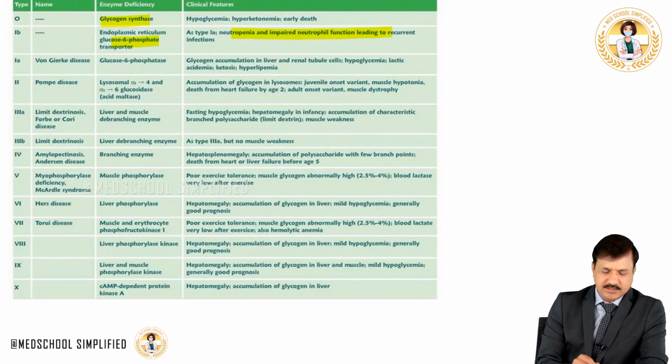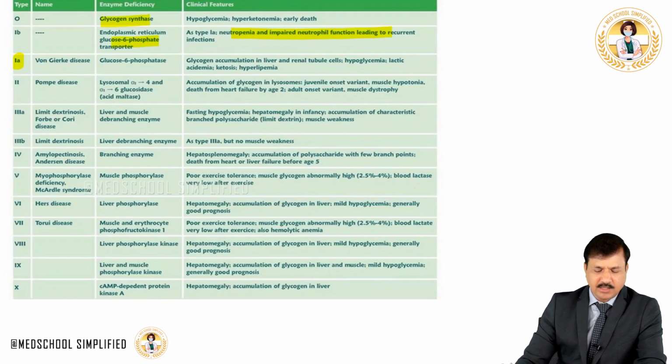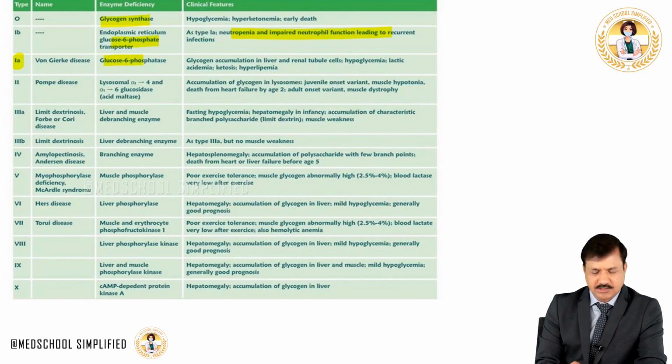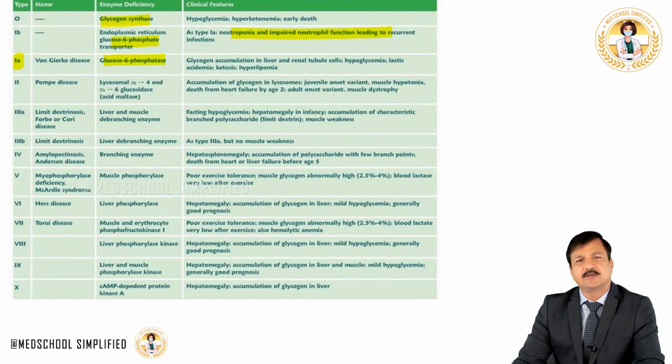And glycogen storage disease 1A is von Gierke disease. That's because of glucose 6-phosphatase enzyme deficiency. Glucose 6-phosphatase is the final enzyme in the conversion of glucose coming from glycogen degradation or gluconeogenesis. We are going to go into the details of this enzyme.